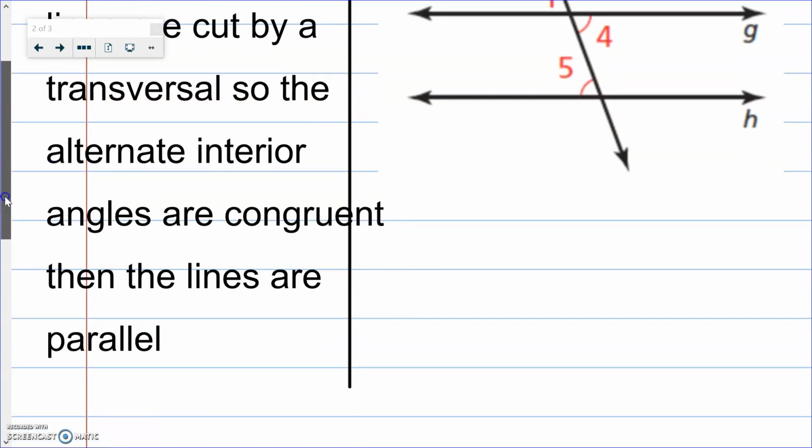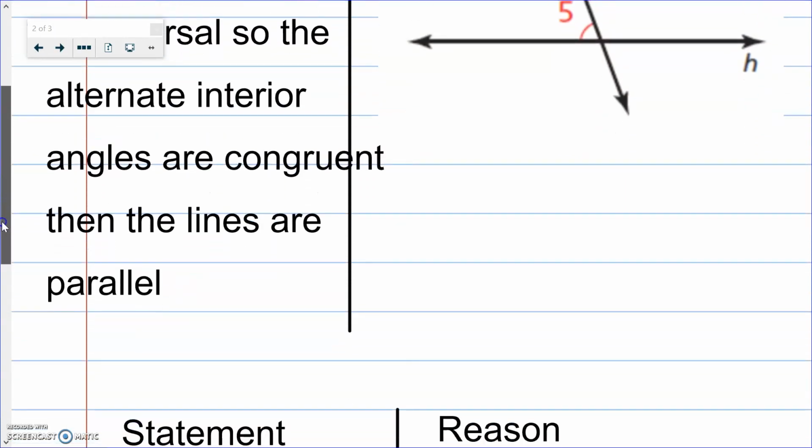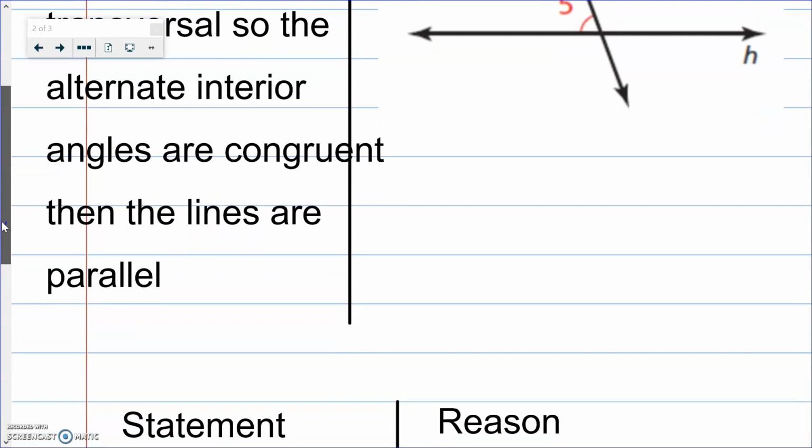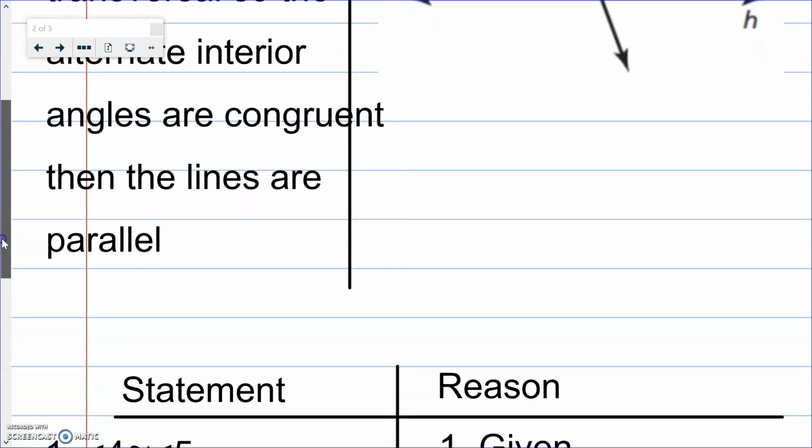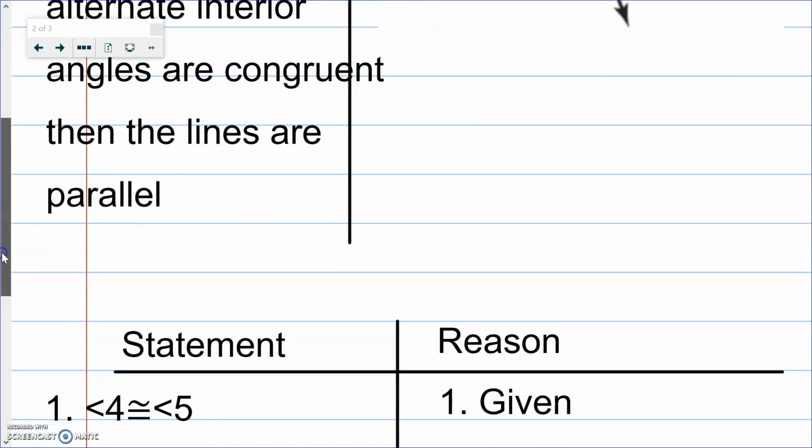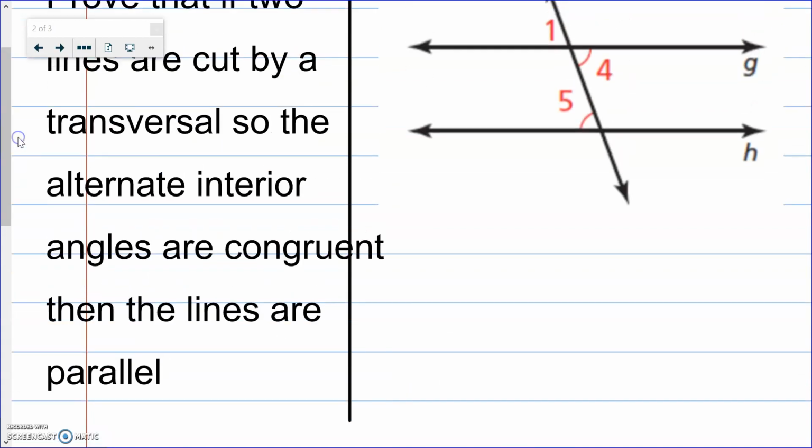We just know that 4 and 5 are congruent, and we have all our previous theorems about lines cut by a transversal. The way that we start is with a two-column proof, our statement and reason. The first thing that we put down is the information that was given to us. We know that angle 4 is congruent to angle 5, and our reason is it was given to us in the problem. So good. Now we want to look for something else that we know is always true.